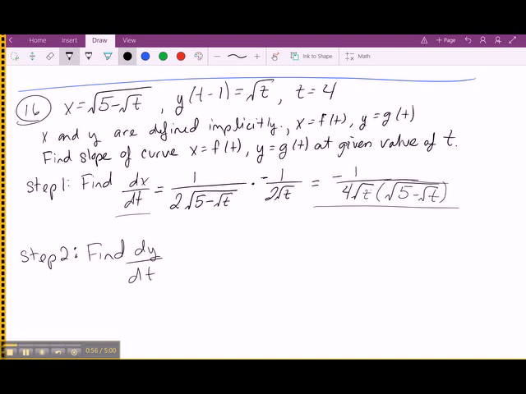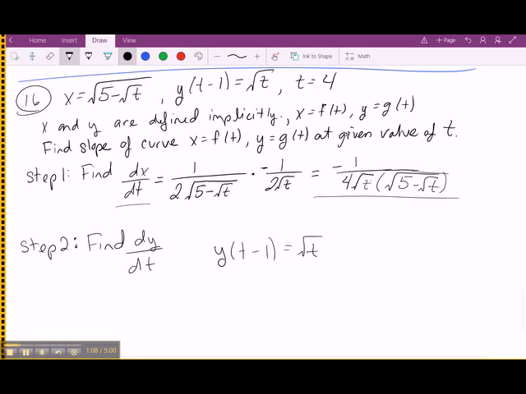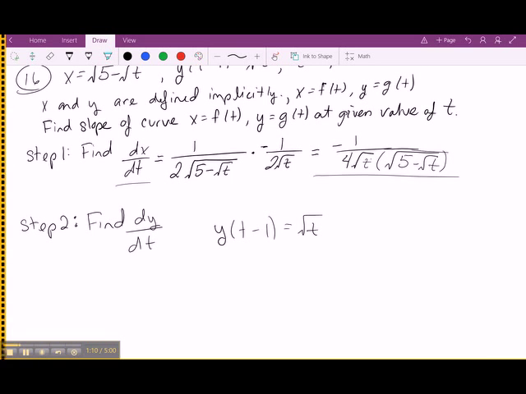And then dy dt. Now, all that we were given was that y times t minus 1 equals square root of t. So to get dy dt, we're going to have to do a little bit of work. We're going to take the derivative of both sides of this equation with respect to t. So this is how we're going to find the derivative.